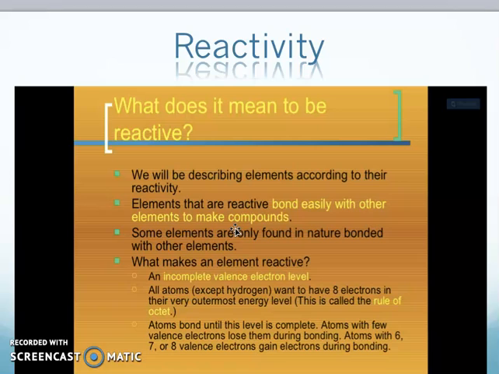Then reactivity: what does it mean to be reactive? For example, I have used the words they violently react with water. So what is meant by reactivity actually? We will be describing elements according to their reactivity. Elements which are reactive bond easily with other elements to make compounds. Being reactive means their valence electron, or last electron, is easily available for bonding. So whenever they find a compatible element with whom they can share electrons, from whom they can gain electrons, or to whom they can give their electrons, they bind easily.